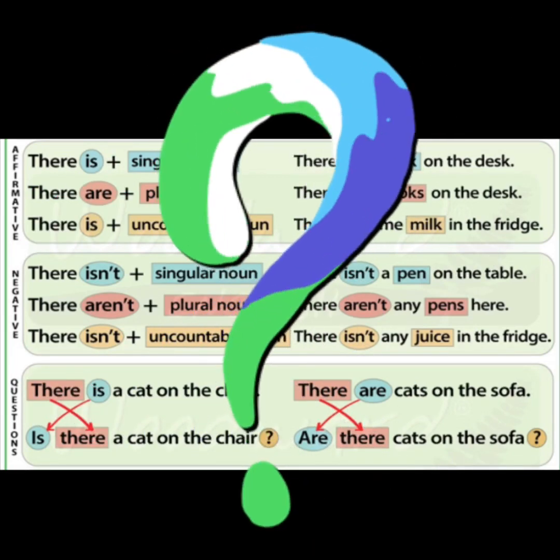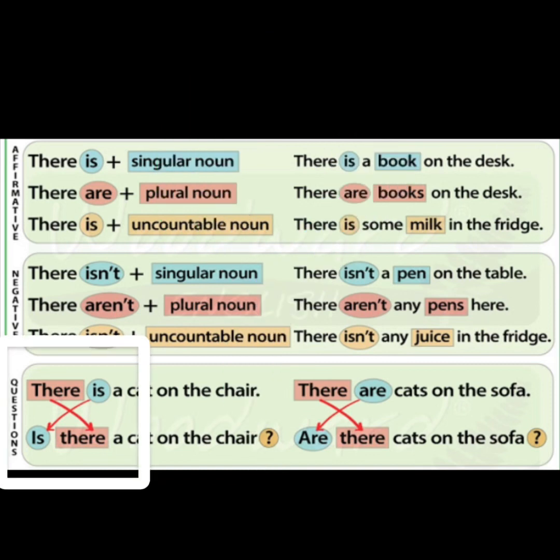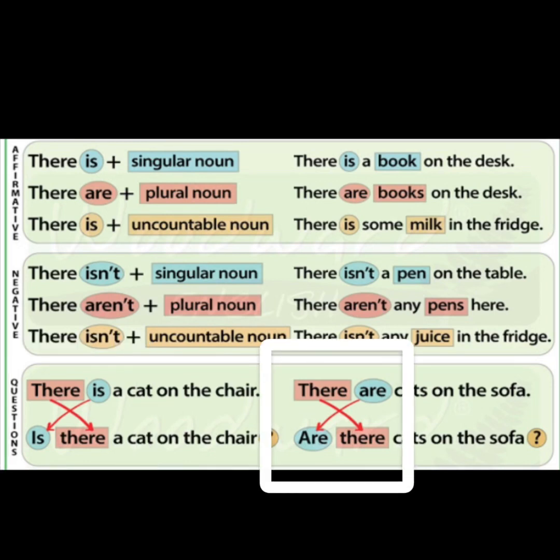And what about questions? With questions, we do what in class we call ding dong ding, inversión sujeto verbo. So instead of there is, we have is there, and instead of there are, we have are there.